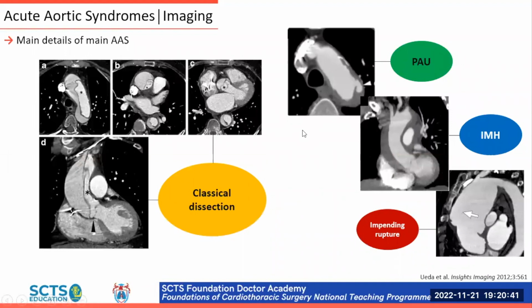You can see here the typical imaging features of an acute aortic syndrome. On the left, you will see a type A acute aortic dissection. You see the full dissection arising from the aortic root, involving the aortic arch and the full thoracic aorta. On top right, you will see a penetrating ulcer and an intramural hematoma, with the hematoma partially compressing the lumen of the aorta. And this is a typical impending rupture contained by the sternum.